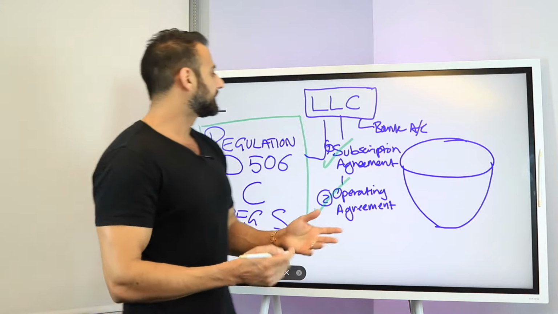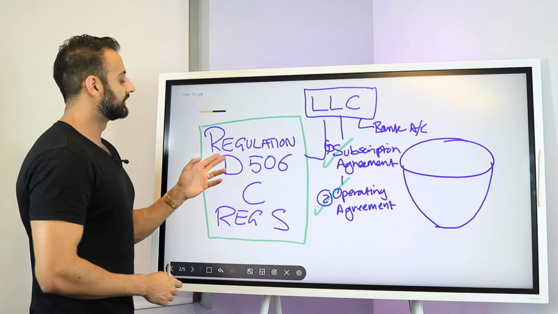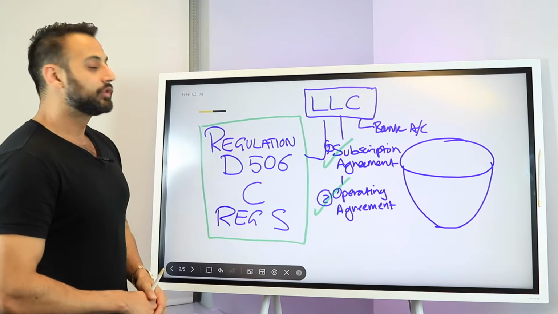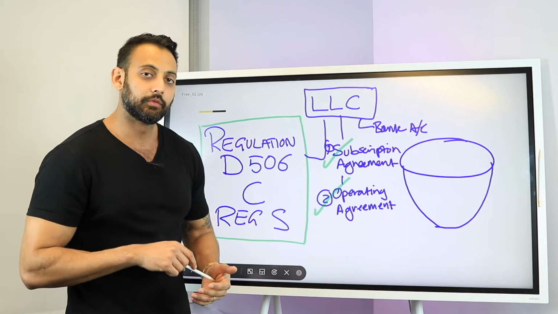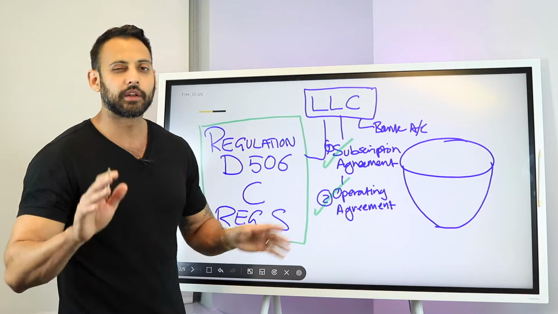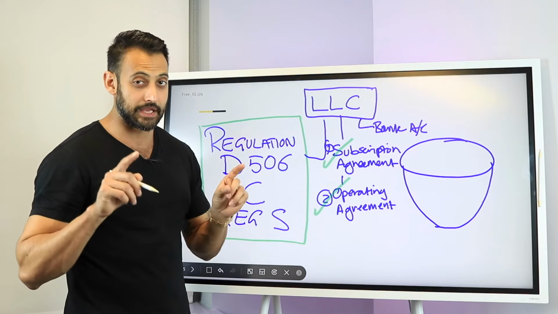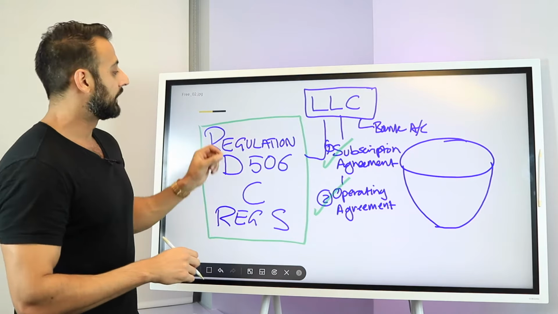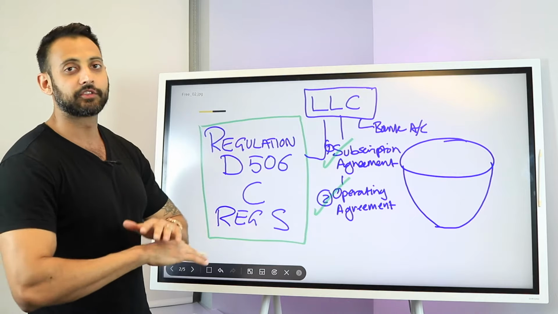Well, here's the thing about Regulation D 506(c). You can raise capital. You can market anywhere. You can advertise your investment anywhere. Unlike Regulation D 506(b), B for Bravo. That one, you cannot market, you cannot solicit anywhere.